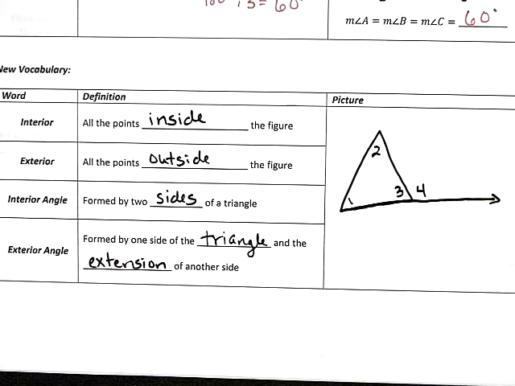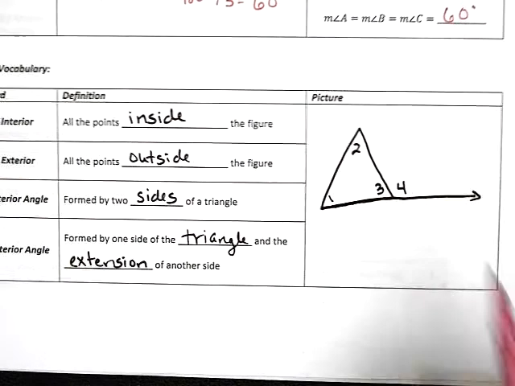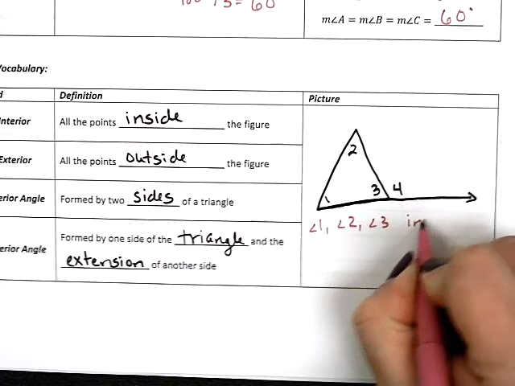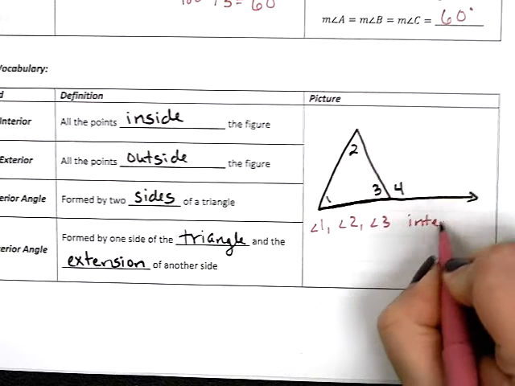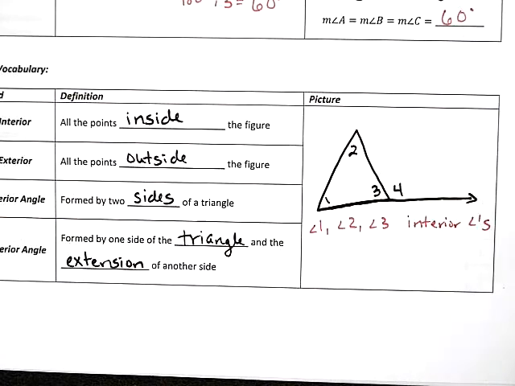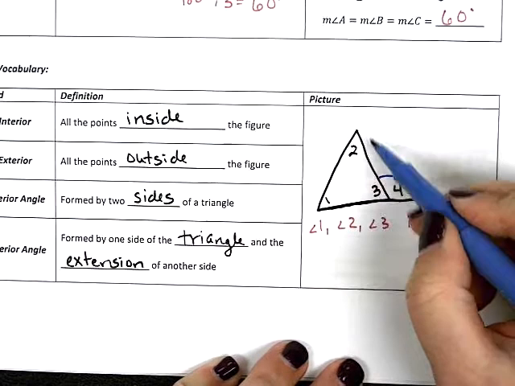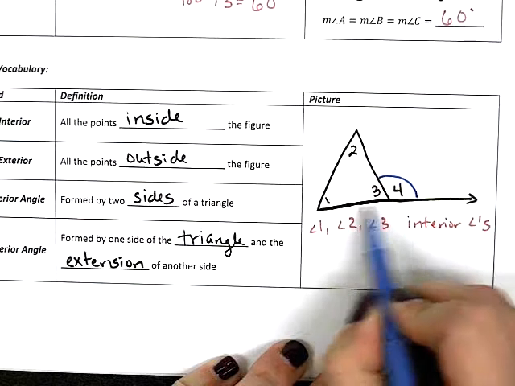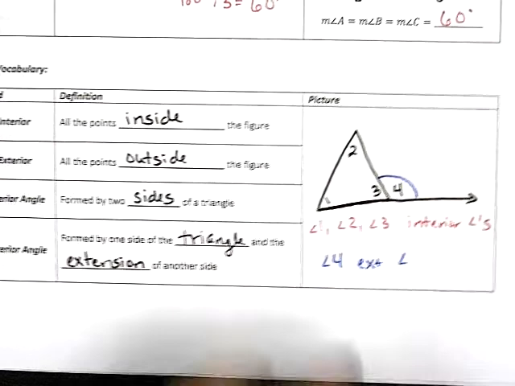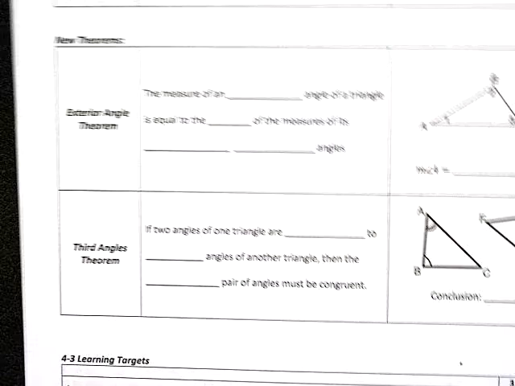When we look at the picture that we drew over here, the interior angles are the ones that are inside our actual triangle. So angle 1, angle 2, and angle 3 are interior angles. Angle 4, however, is made up by this side of our triangle and then by the extension of this side of the triangle. So angle 4 is an exterior angle. Pretty easy, right? Inside, outside, interior, exterior. Those are some words that should sound familiar.